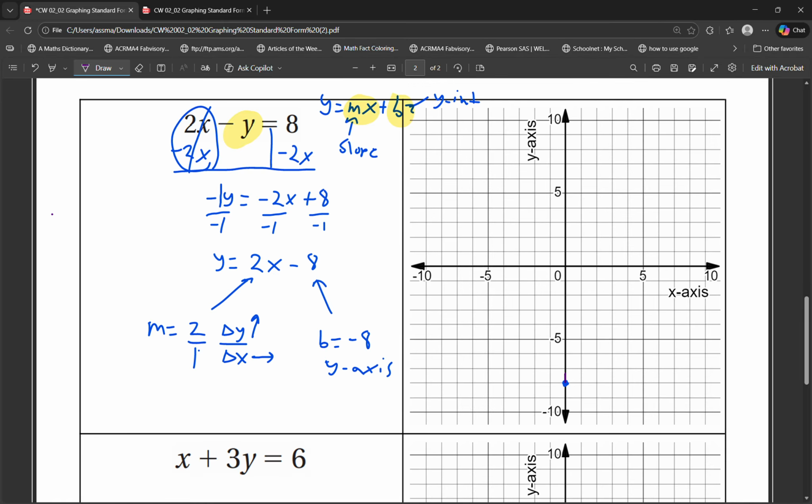So I go up 2, over 1, and I put a dot. Up 2, over 1, and I put a dot. I keep doing it until I get tired, so I could do it one more time: up 2, over 1, put a dot. And then where I see those points, that's where I'm going to graph my line. So I go ahead and do that. I eyeball it and connect the dots as best I can.